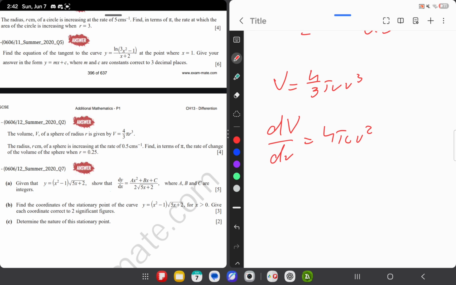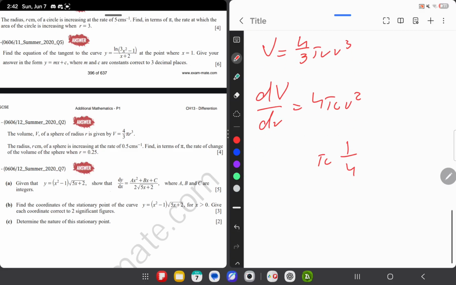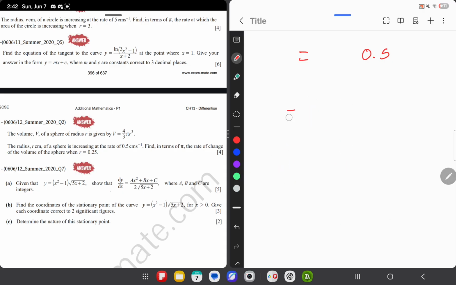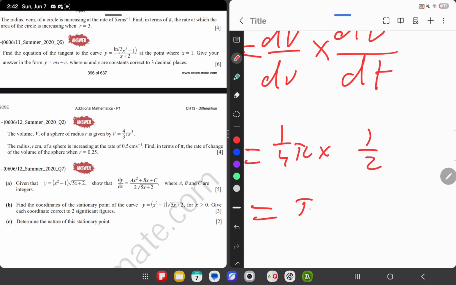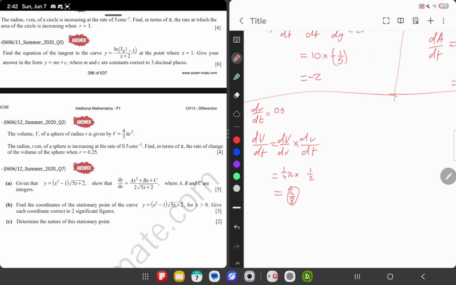Anyways, we know if you plug in 0.25. Okay, let's plug in 1 over 4. You get 4 pi times 1 over 4 squared. This 4 cancels out. So we know dV over dr is equal to a quarter pi. So what do you do? A quarter pi times a half. What do you get? An eighth of pi. Nice. I hope you understand what I did.